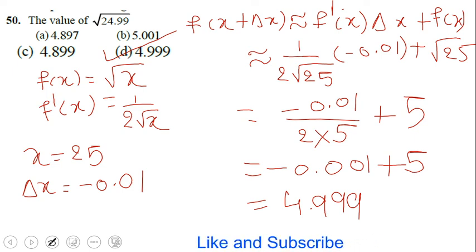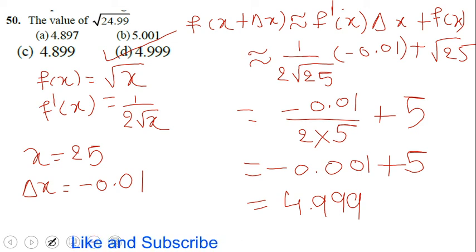Dear students, in this session, up to example number 50 we have discussed. The remaining examples we will discuss in the next session.